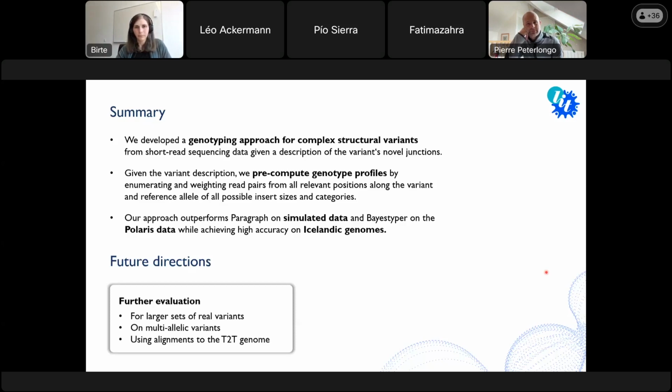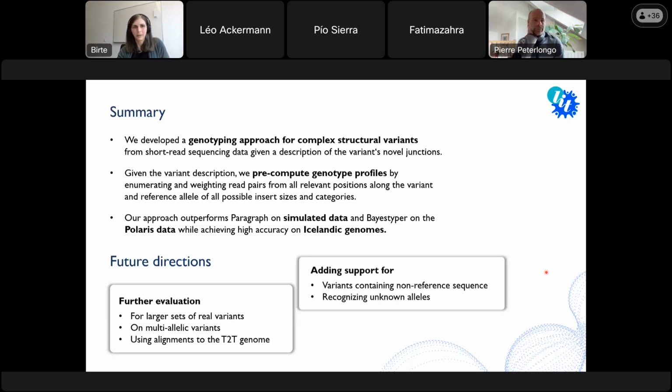Yeah, there are many future directions. We would like to include a larger set of real variants in the evaluation, for example, the gnomAD complex SVs. We have already implemented an extension for multi-allelic variants, so variants that have not just 2 but 3 or 4 alleles, and we would also like to test it on alignments to the T2T genome and see if it improves the calls.